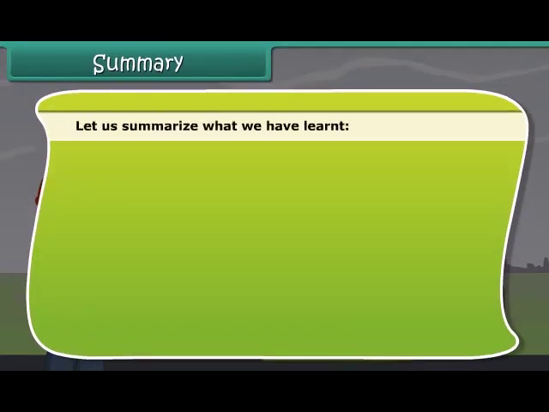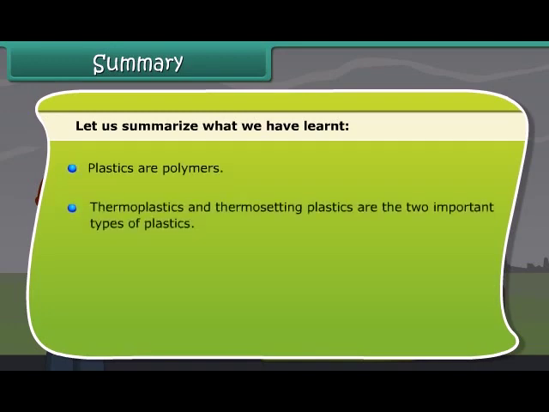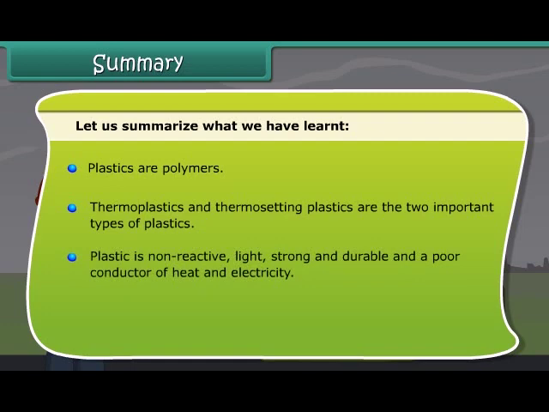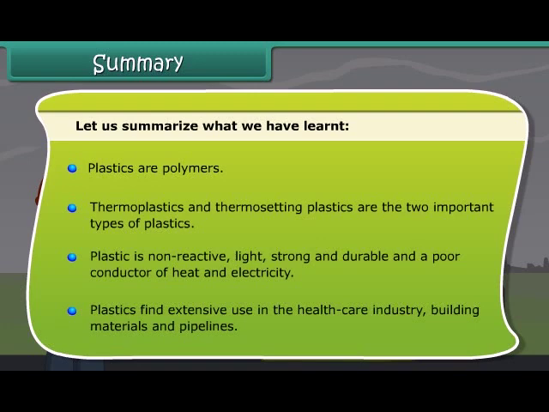Let us summarize what we have learned. Plastics are polymers. Thermoplastics and thermosetting plastics are the two important types of plastics. Plastic is non-reactive, light, strong and durable, and a poor conductor of heat and electricity. Plastics find extensive use in the healthcare industry, building materials, and pipelines.